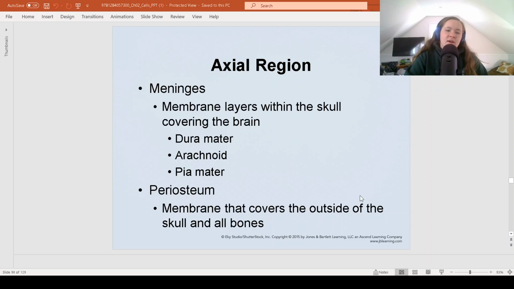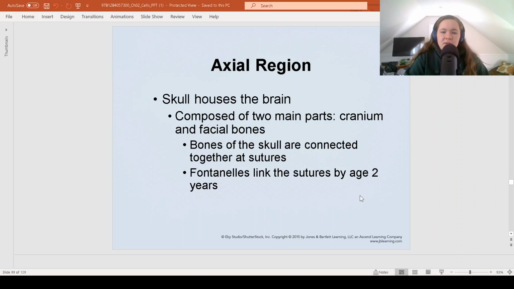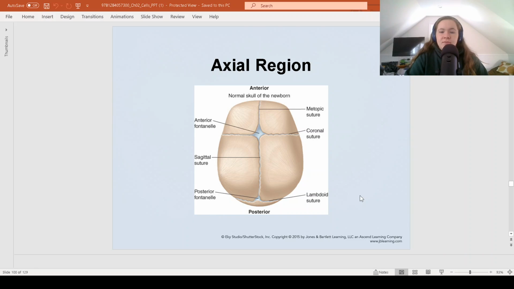Axial regions: meninges, the membrane layer within the skull covering the brain: dura mater, arachnoid, pia mater. Periosteum is the membrane that covers the outside of the skull and all bones. The skull houses the brain. It is composed of 2 major parts, the cranium and the facial bones. Bones of the skull are connected together at the sutures. Fontanelles close by the age of 2 years. Once again, we have all these sutures: coronal suture, metopic suture. The head, sort of right here, that's the flattest part of your head.